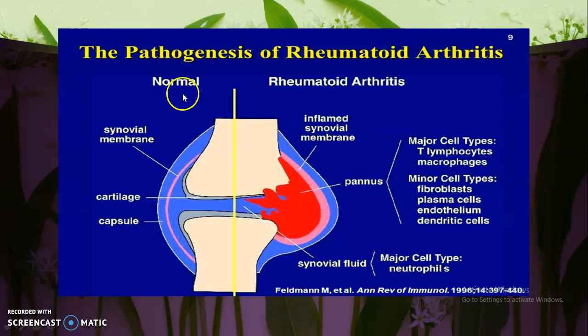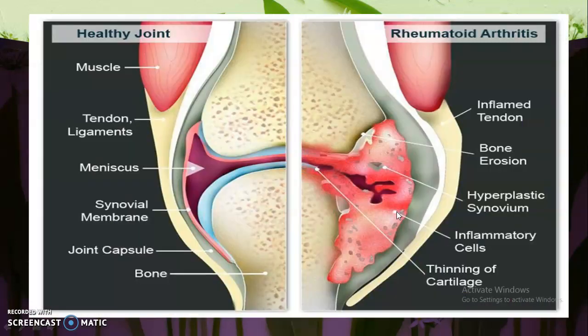Here is the pathogenesis. Normally there is a synovial membrane, cartilage and capsule, and you can see the changes in rheumatoid arthritis. There is a formation of pannus due to the inflammation, and there is an inflamed synovial membrane due to the formation of pannus. Cartilage becomes thin in case of rheumatoid arthritis. Here are the inflammatory cells, hyperplastic synovium, bone erosion, and inflamed tendons.